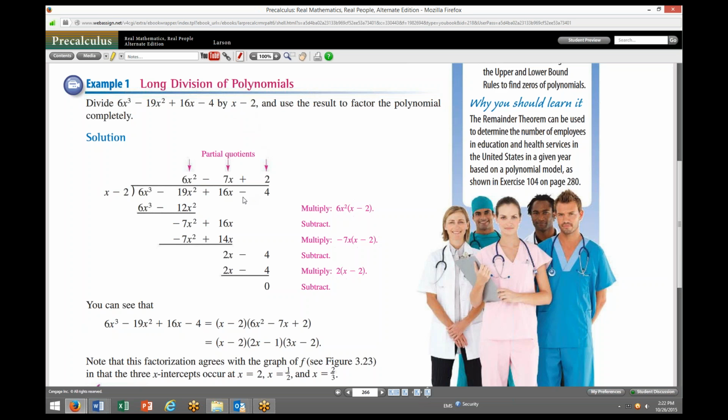So like I said a minute ago, if this was 6x to the third minus 19x squared plus 16x minus 3 instead of minus 4, then we'd have a remainder of 1, and the answer in that case would be 6x squared minus 7x plus 2 plus 1 over x minus 2. That would be the answer that you would put into WebAssign for the answer. Okay.